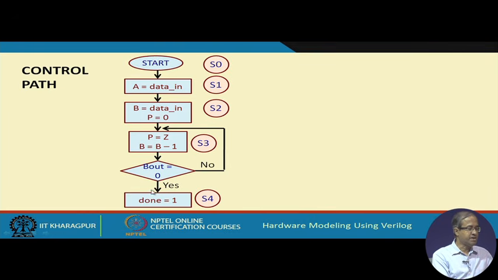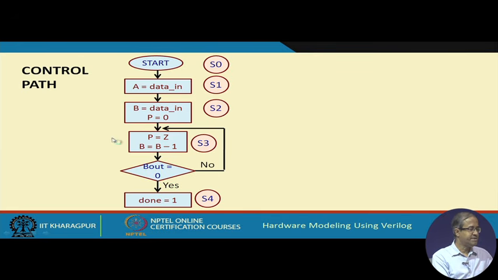That same flow chart, we are showing it in a slightly different way. Stepwise we are trying to break it. We have to read the values of A and B, right. In the first step we are saying data in, we are loading in A. Second step, data in, you are loading in B, and in parallel we can clear P, because these are not related, you can do it together.